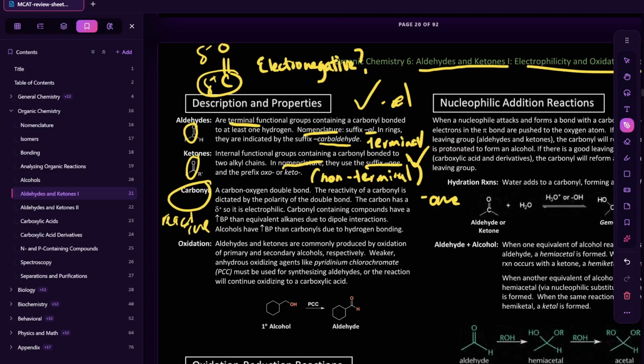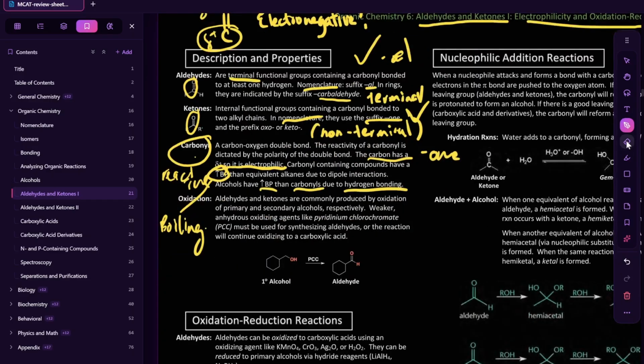That same polarity also raises the boiling point compared to alkenes of similar size, because you've got a dipole-dipole interaction. And so for the oxidation, this is what it was talking about here, about the carbon being slightly positive. It says carbonyl-containing compounds have a boiling point higher than equivalent alkanes. So that's what we were talking about earlier. And alcohols also have a boiling point higher than carbonyls due to hydrogen bonding. So you can imagine that they are strong bonds if it requires a higher boiling point to break them.